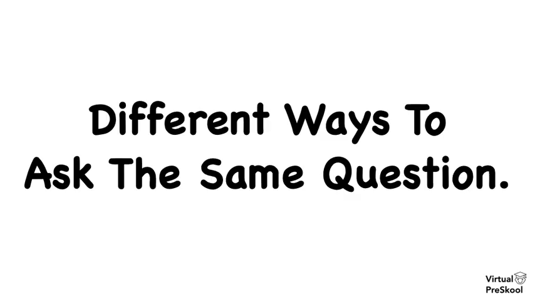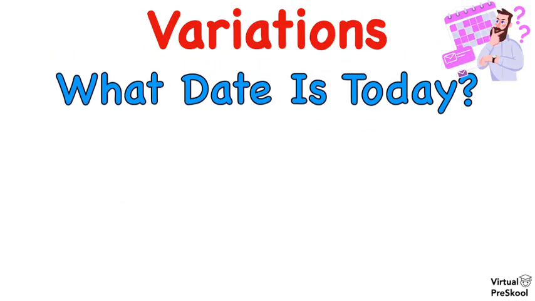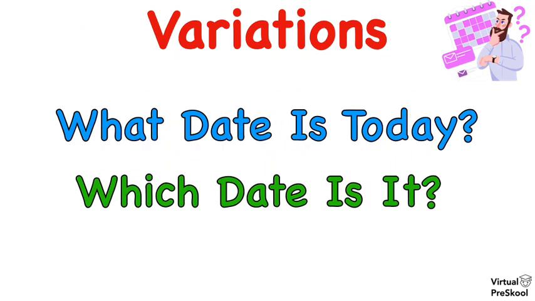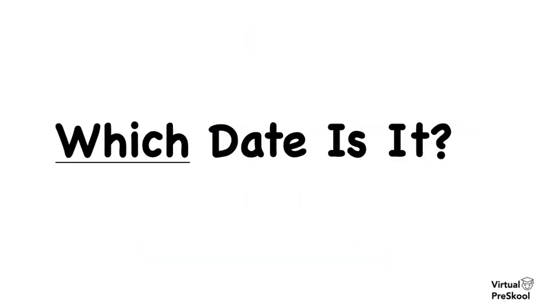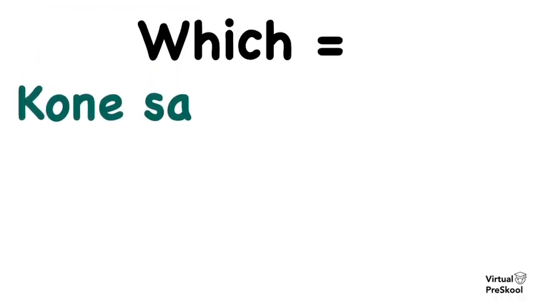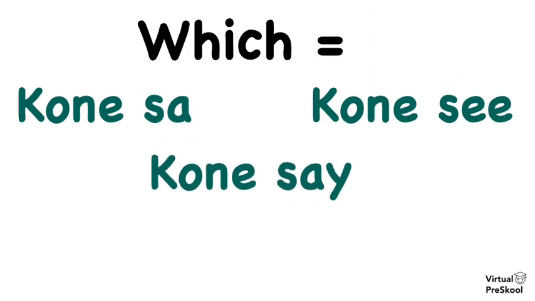Now let's look at some more variations of how to ask this question. We just did, what date is today? But we could also ask, which date is it? Or, which date is today? So in these two new ones, we replaced the word what with which. Okay? So let's do the first one. Which date is it? The way we say which in Hindi is kaun sa, kaun si, or kaun se. So there are three ways to say which.